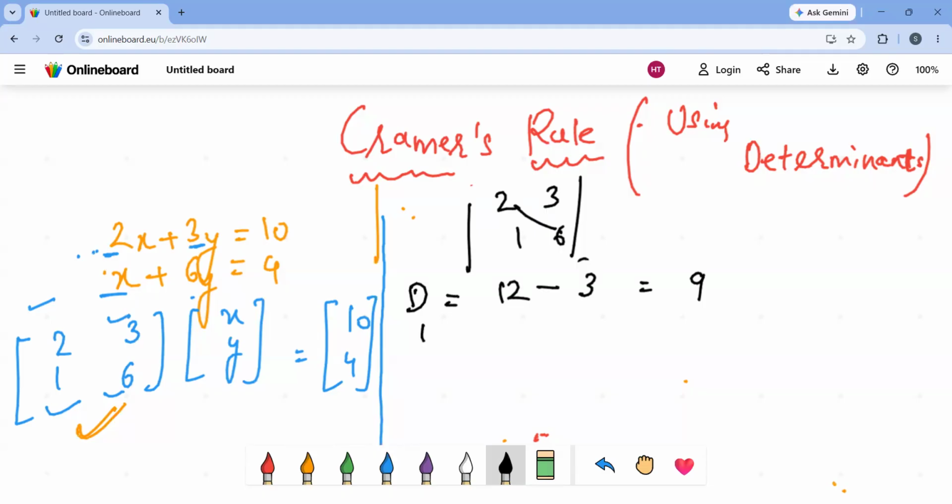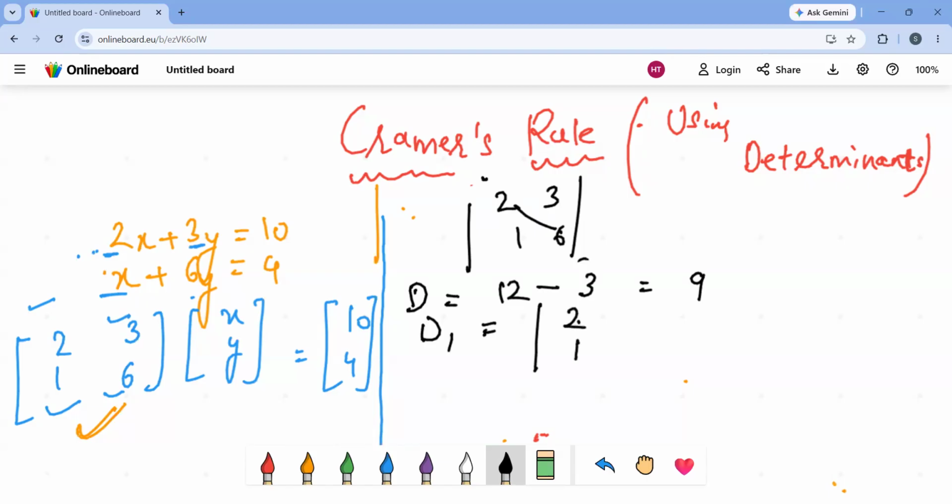Now we find D1. If we have a 2 by 2 matrix, we have D1 and D2. If we have a 3 by 3 matrix, then we have D1, D2, D3. So how to find D1? D1 is very simple. D1 means we have to change the first column or second column. It's your choice. So I'm changing the second column first for D1.